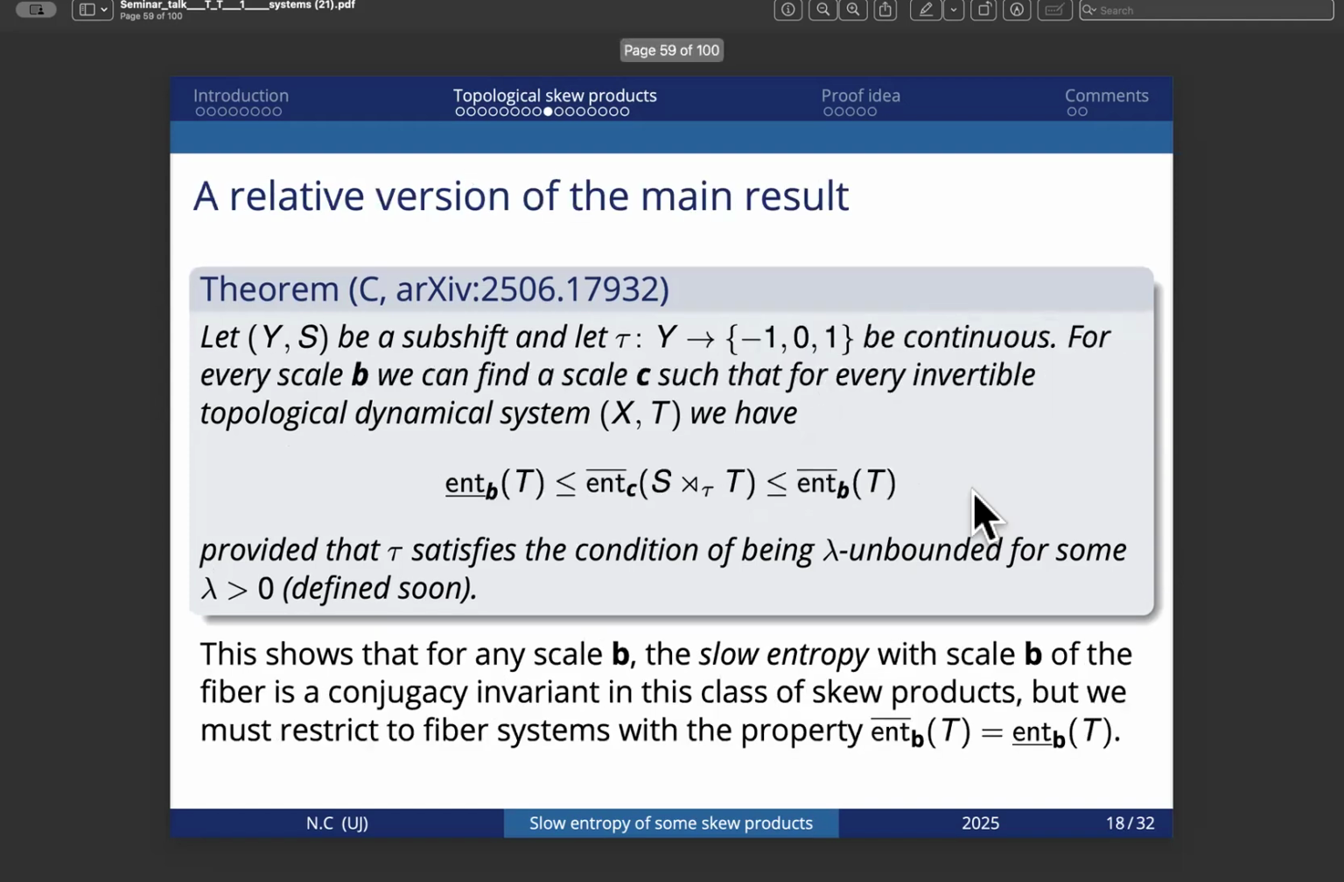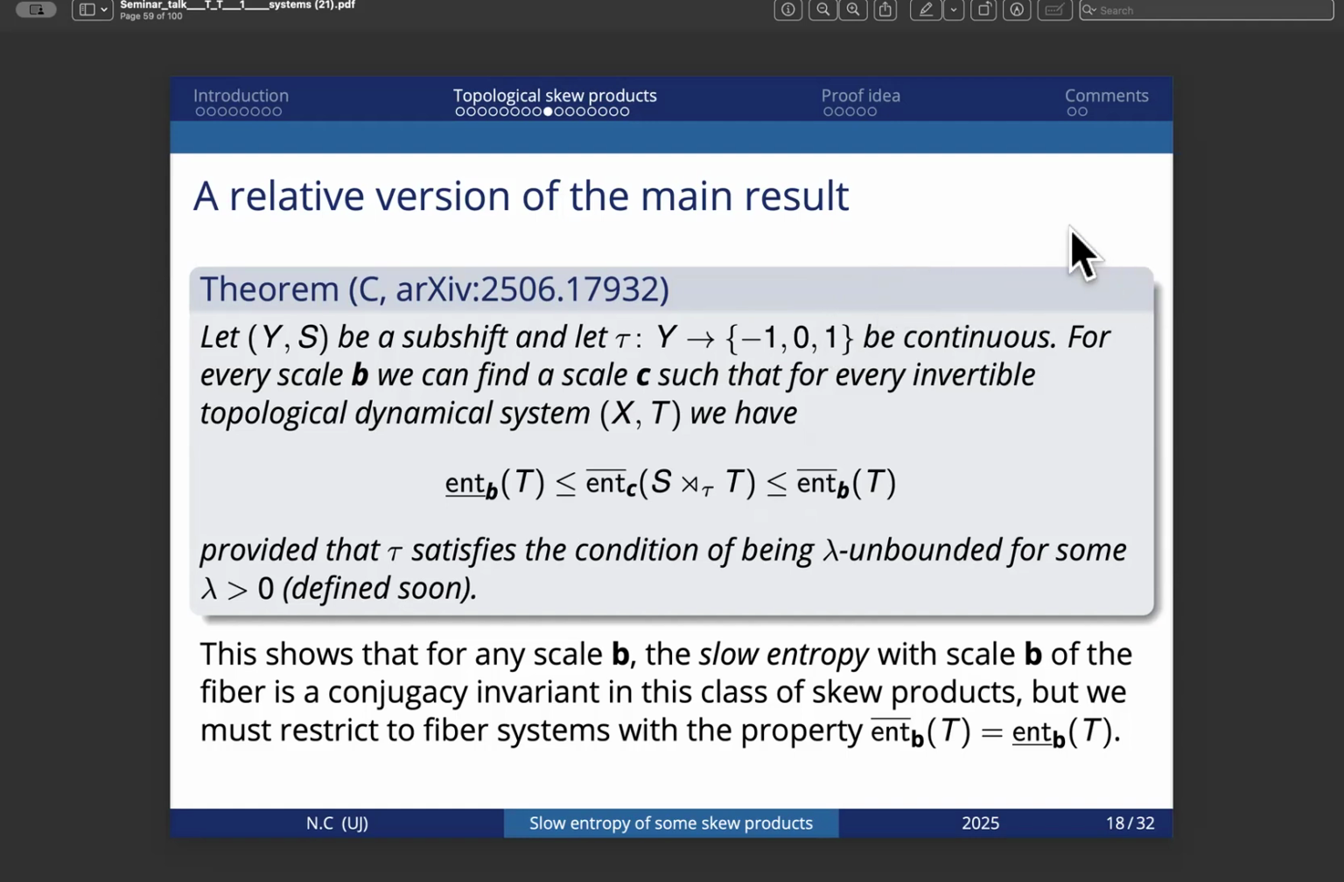So I want to explain a second statement. This statement is similar to the previous one, but here, instead of trying to capture the entropy of the fiber, we capture the slow entropy of the fiber with some scale. That is why it's called a relative version. So the statement is we take a subshift and a continuous cocycle, and now we have this extra condition, which is that it takes only values between -1, 0, and 1. And later, I think I will mention why this makes things much easier.